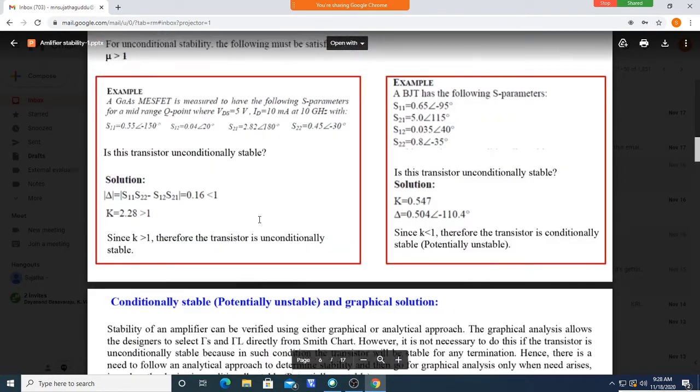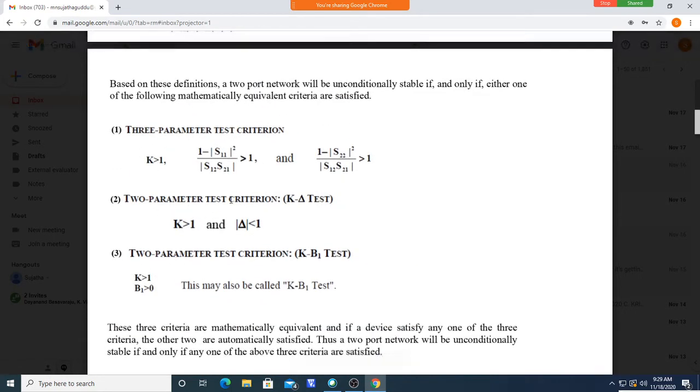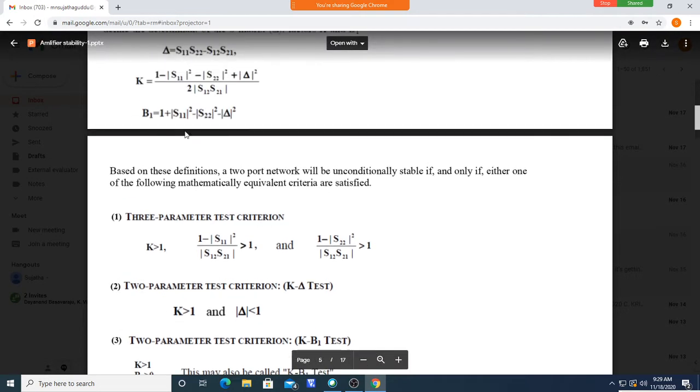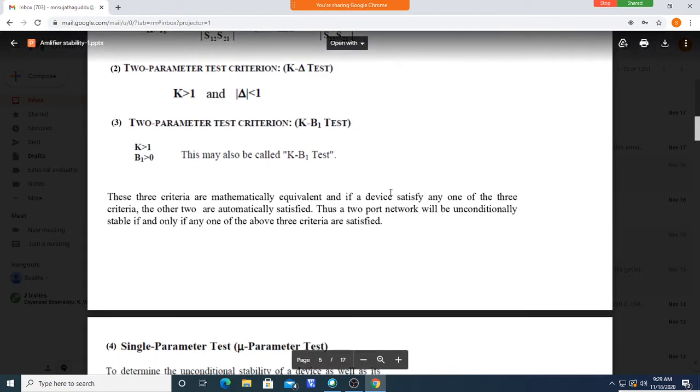That is by using the delta and k method. Here, any one of these satisfies. Usually we go for this k delta test. Okay, you calculate these two, that is delta here and k here. Check them to see if it is unconditionally stable.